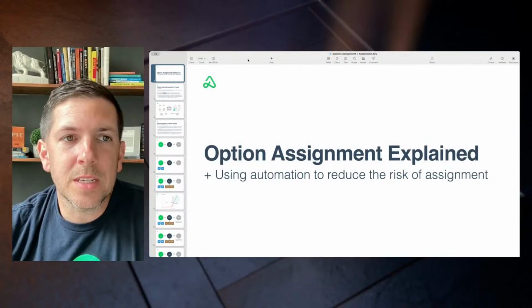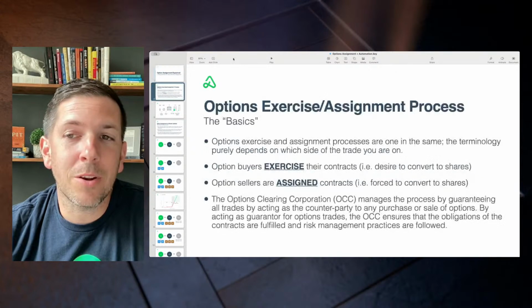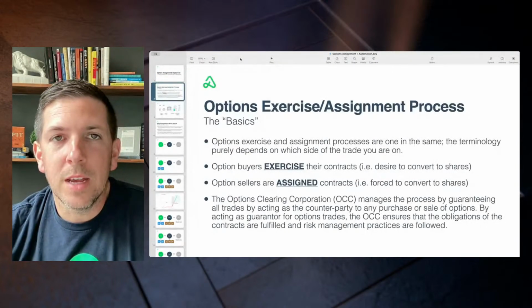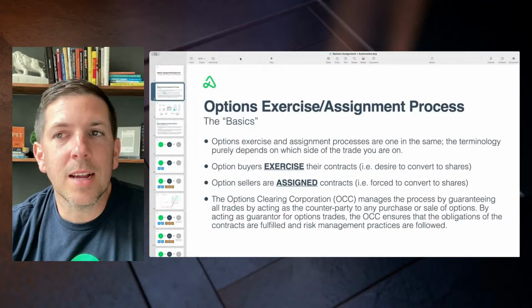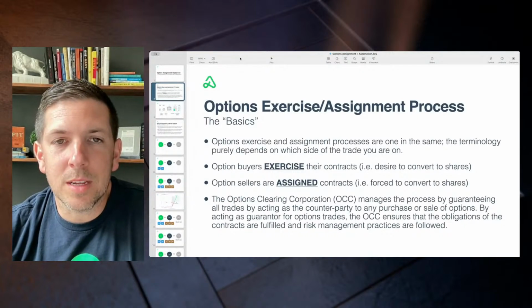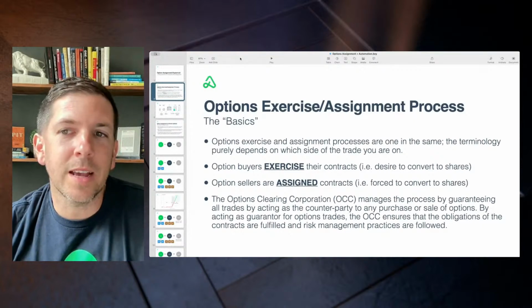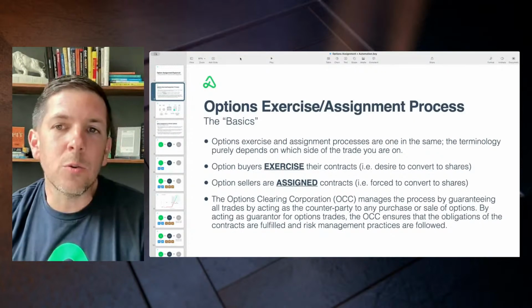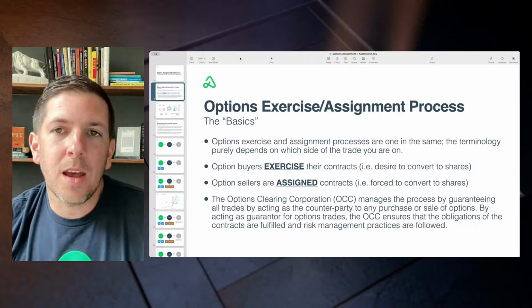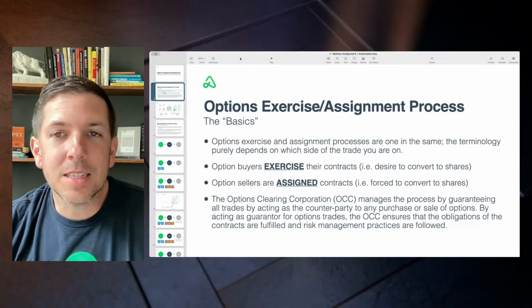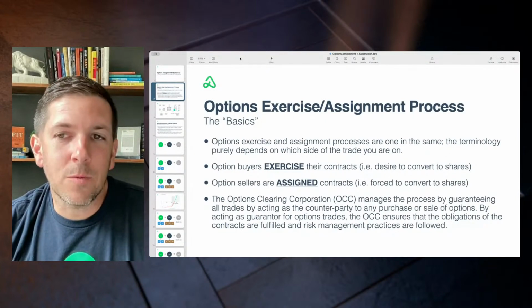We'll go through this. I hope this will be helpful just to go through this process. If you're new to options trading, even if you've been around for a while, I don't think a lot of people know this process or understand it. So here's how it works. The exercise and assignment process is basically the same thing that happens. It just depends on what side of the trade you're on. So you will hear people say, I was assigned, or I'm exercising, or whatever the case is. It's the same thing that's happening. It just depends on what side of the trade you're on.